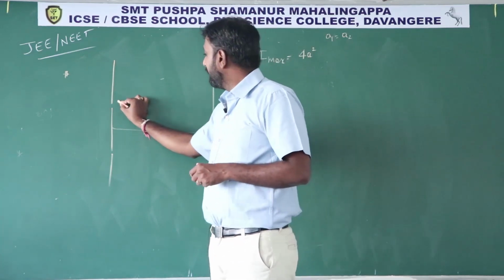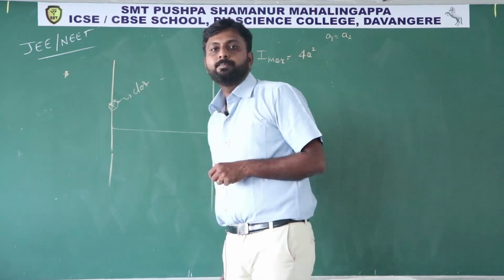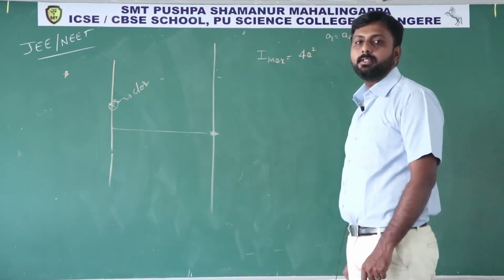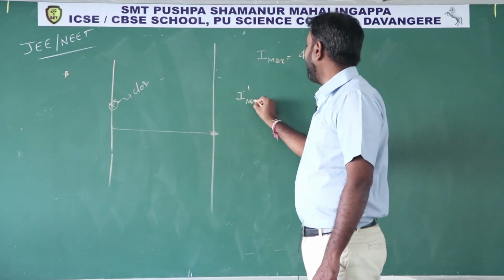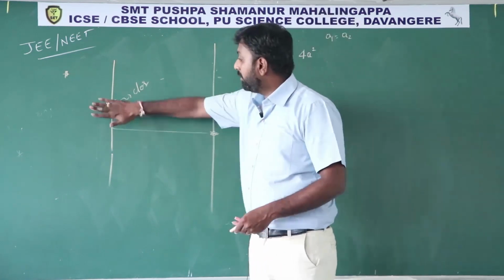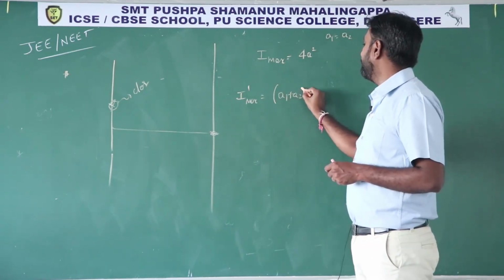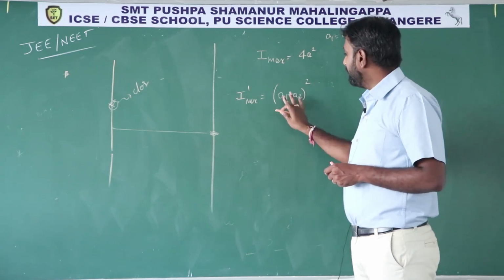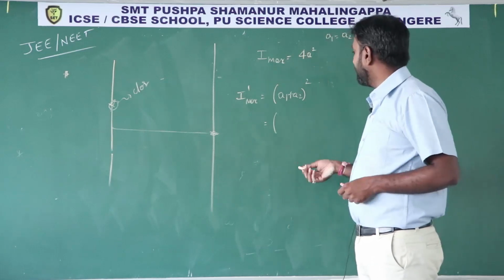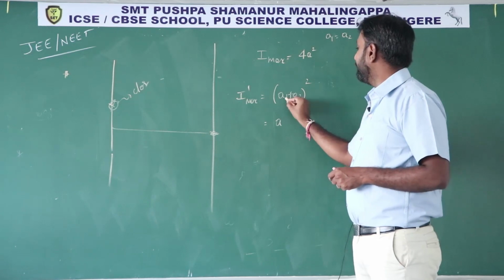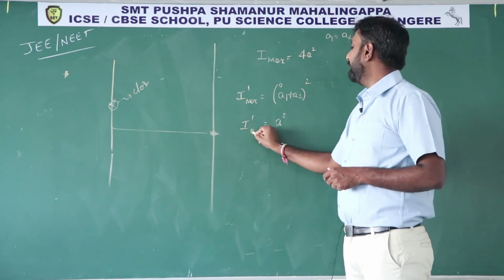And the question is, if you close one of the slits, then what is the maximum intensity? Let us take I dash maximum. This is the condition after closing one of the slits. Normally you know the I maximum formula is (a1 plus a2) whole square. One of the slits is closed means you can consider one amplitude becomes 0: a1 as 0, a2 as a. Then you will get a square. This is I dash maximum.